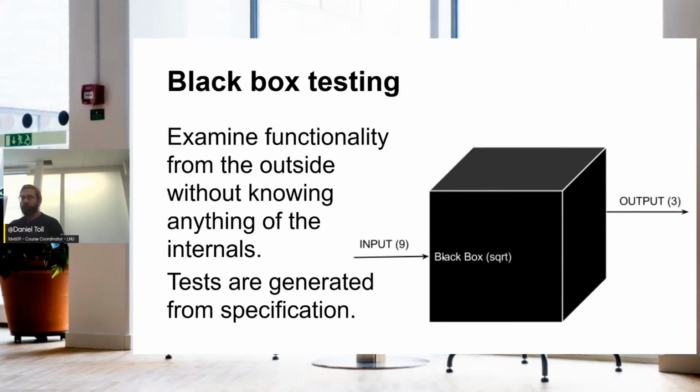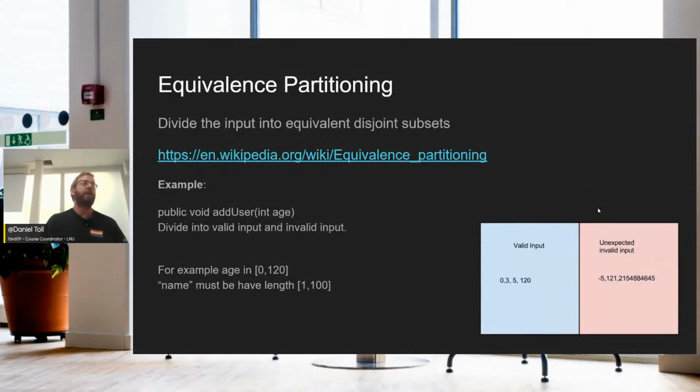So one assumption that we're going to make has to do with black box testing. So you're going to learn a black box testing technique, or a testing assumption. You remember, black box testing is to look at the system from outside, and we don't know anything about the internals, and we generate the tests from the specification. So we have this black box with the square root function, we input 9, and the square root should come out as 3, right?